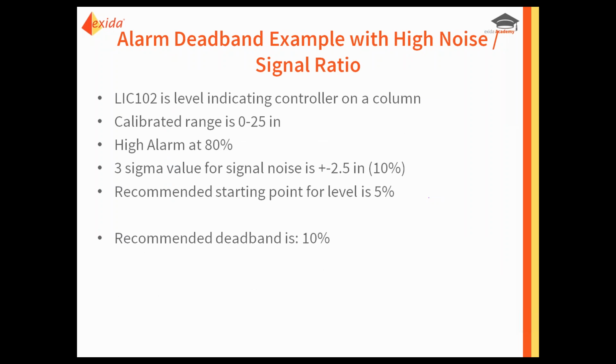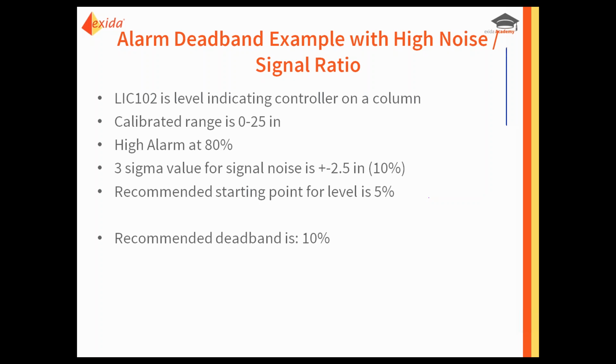So here is an example of setting deadband based on evaluating the signal to noise ratio, the noise itself, versus the recommendation based on it being a flow or a level. And in this case, choosing to use the noise as the guiding factor and implementing a 10% deadband.